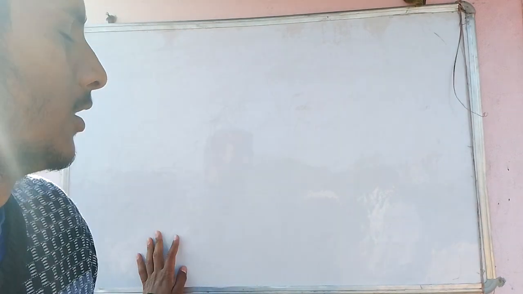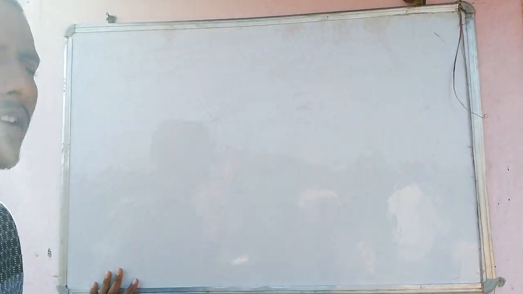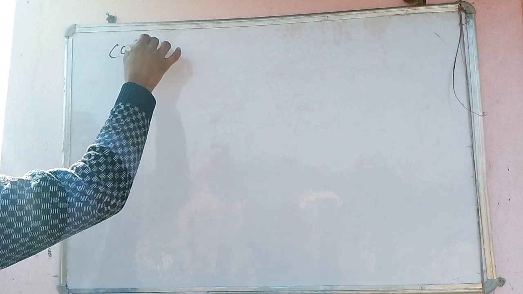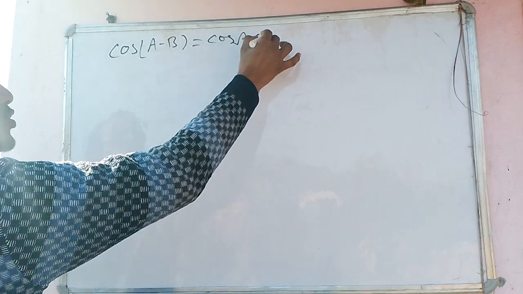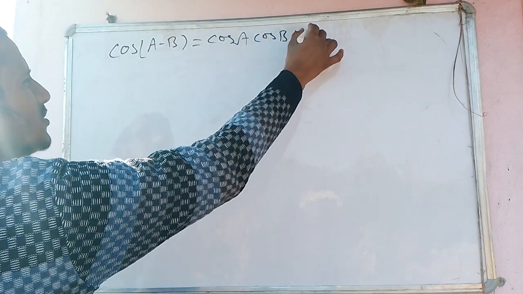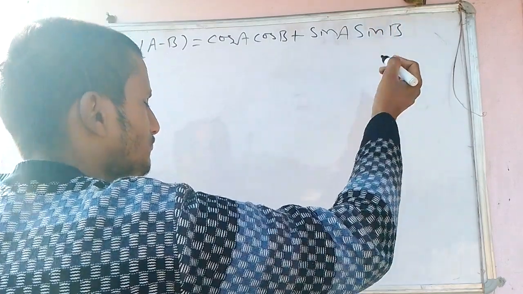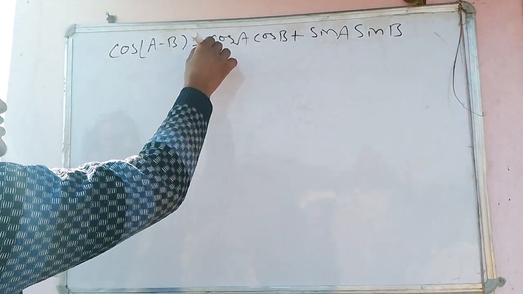Okay. So today we are continuing trigonometry from where we left off last time. A little recap of what we studied last time. We studied the formula of cosine A minus B, which is cosine A cosine B plus sine A sine B. Okay, it's pretty easy. How did we prove it? We proved it using the unit circle.